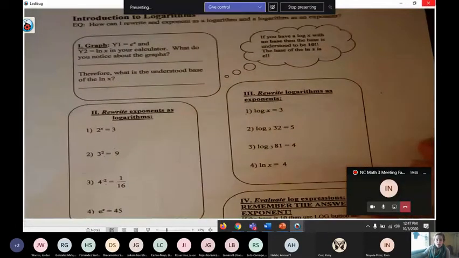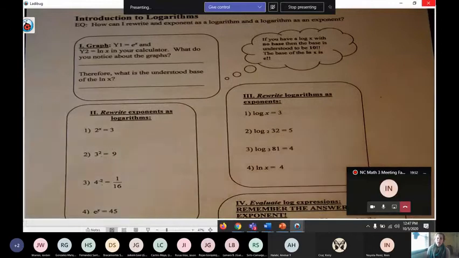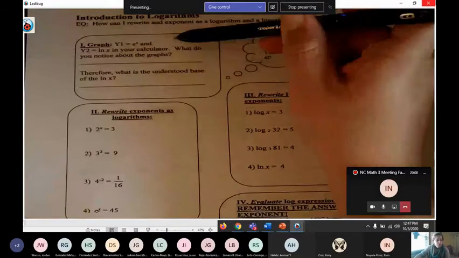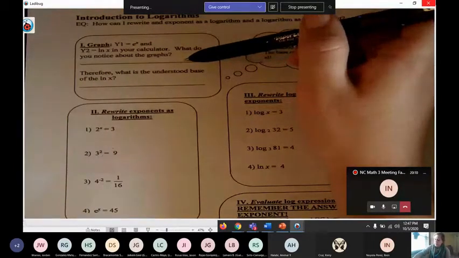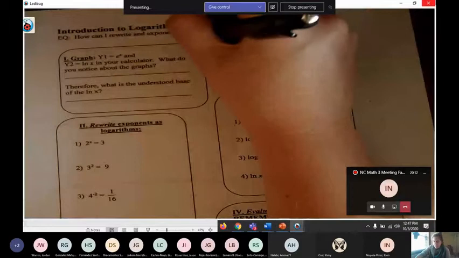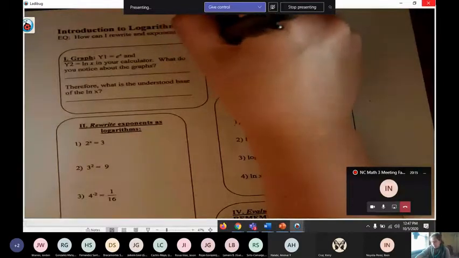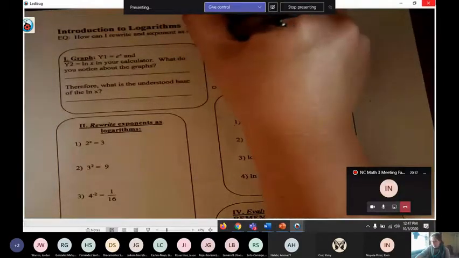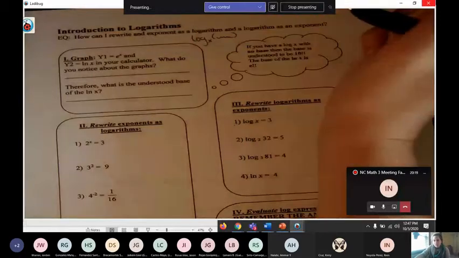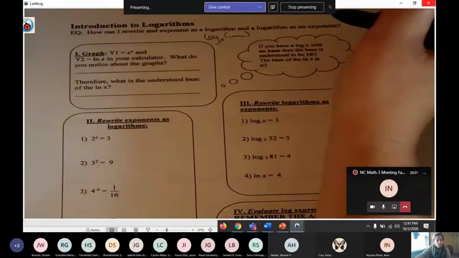Okay, so this is our introduction to logarithms. The EQ for today is: how can I rewrite the exponent as a logarithm and a logarithm as an exponent? Logarithms are written as log, and they have a base of an x, and then they have some stuff on the inside. Okay, so that's what I mean by a logarithm.